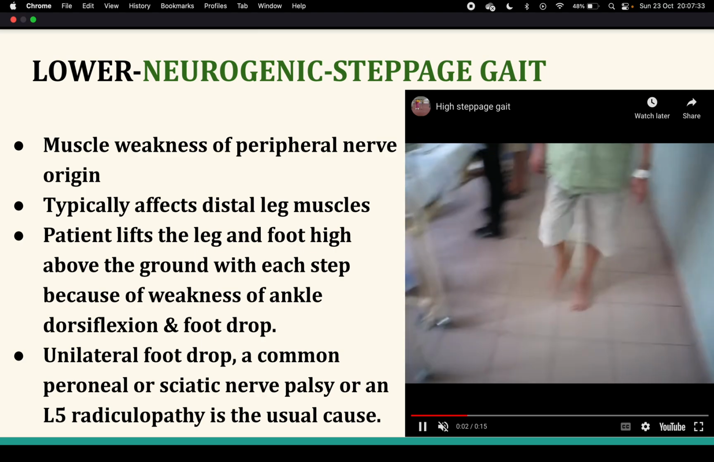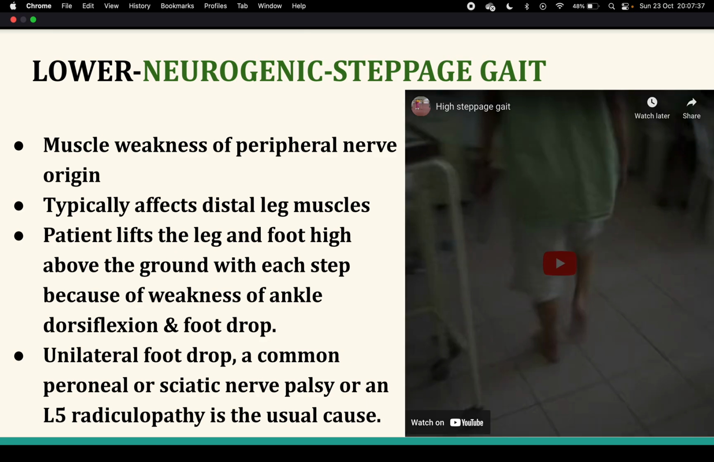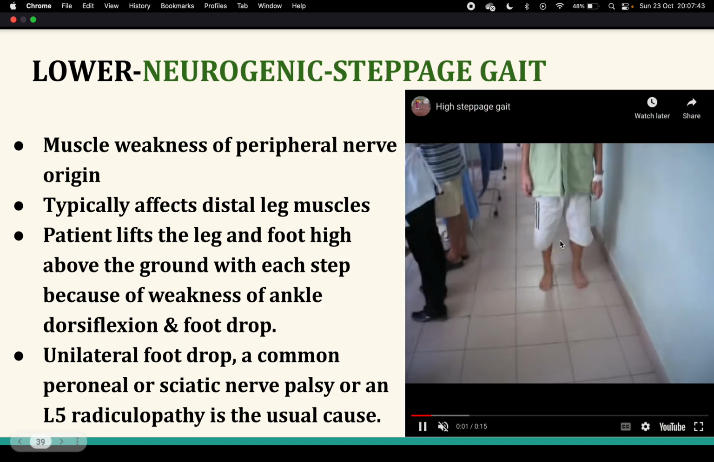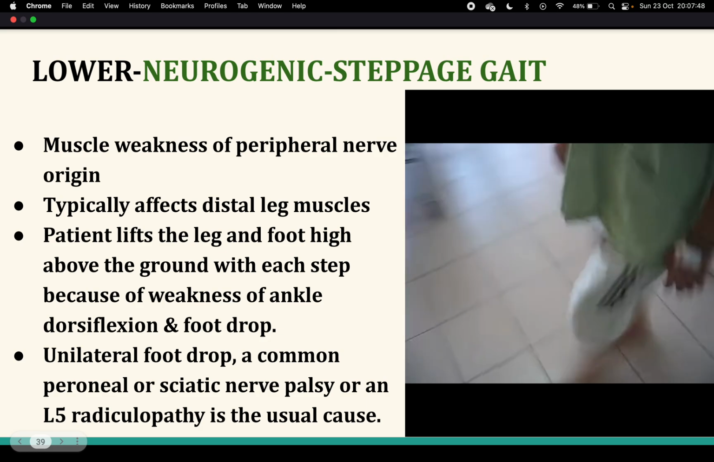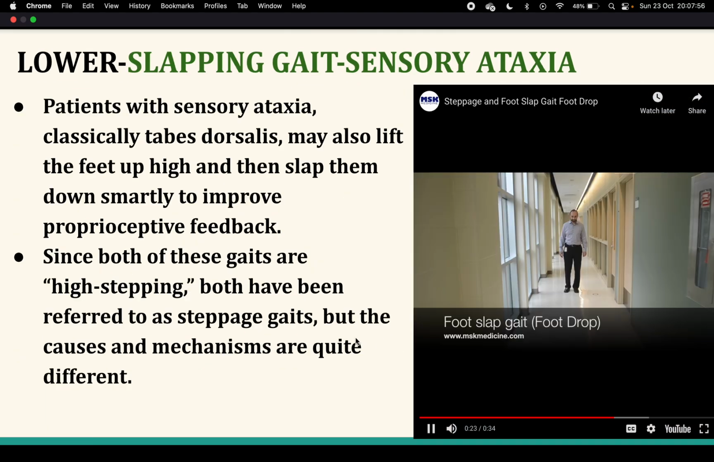This is neurogenic gait or steppage gait. The muscle weakness is of peripheral nerve origin, typically affecting the distal leg muscles. The patient lifts the leg and foot high above the ground with each step because of weakness of the ankle dorsiflexion and foot drop. Unilateral foot drop, a common peroneal or sciatic nerve palsy or L5 radiculopathy, is the usual cause.